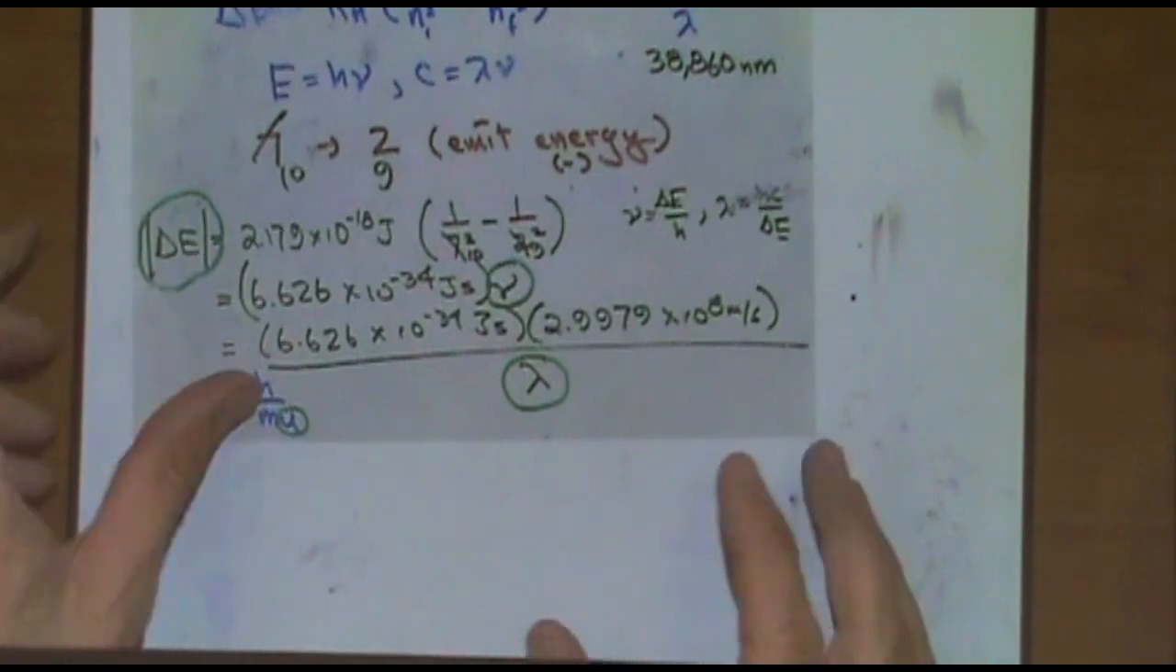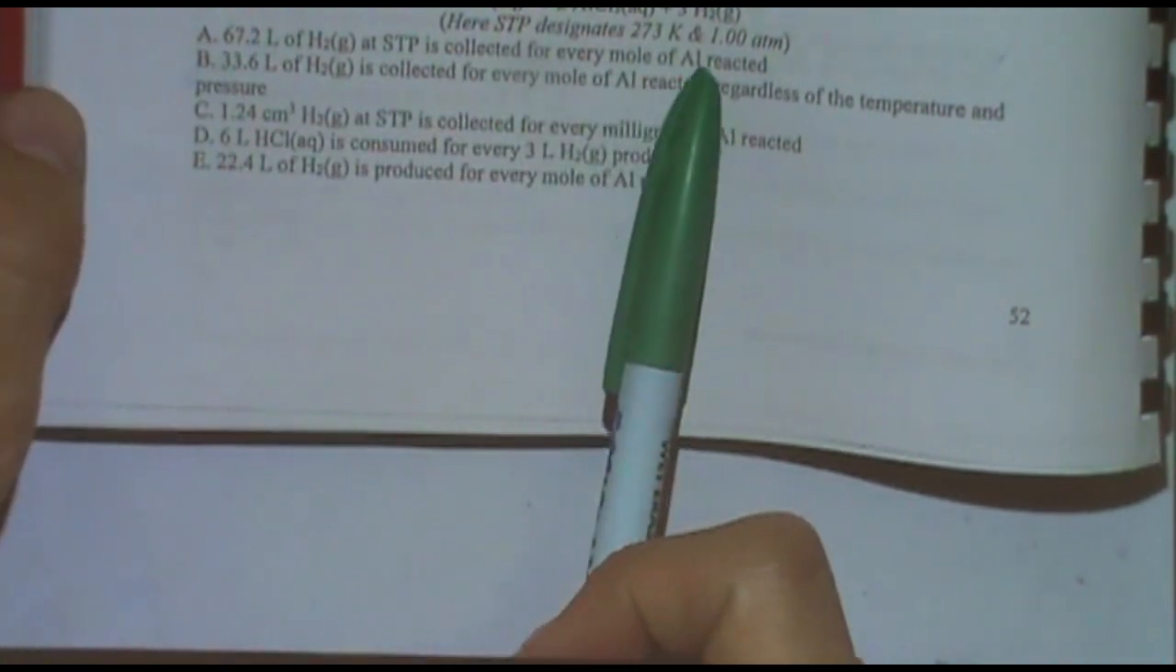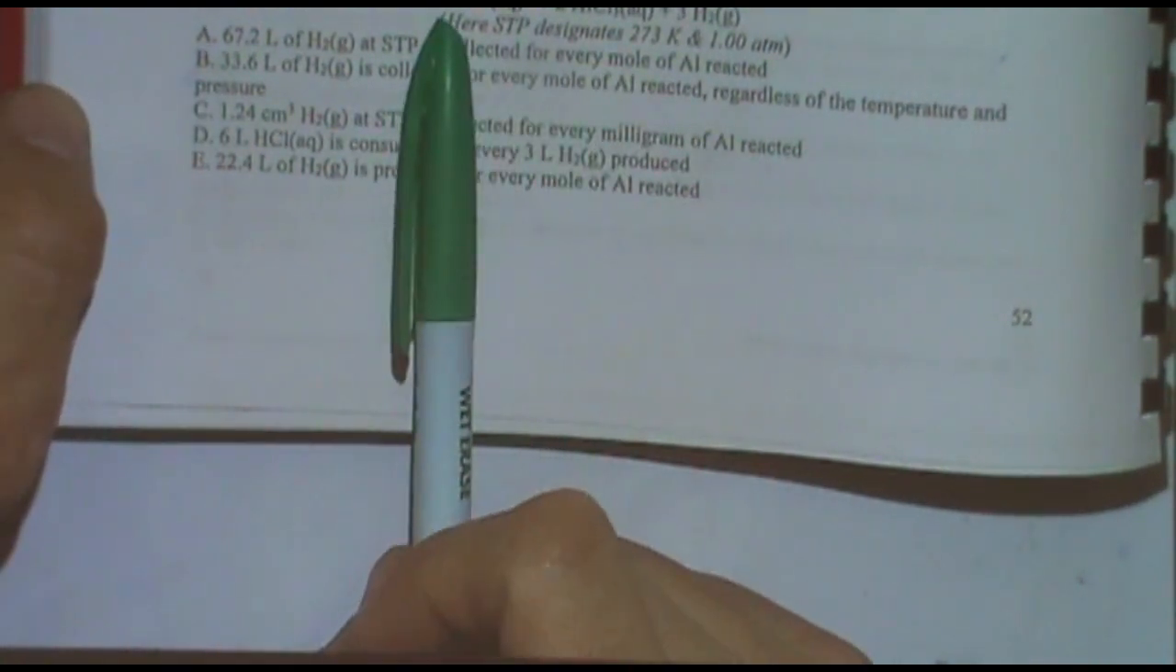Yes? 2017? Okay, let me find that. I'm looking for number 8, you said? Okay, yeah. So in this reaction, aluminum, that one, blah, blah, blah. Okay, this is number 8, it's at page 52, right here. Here, STP, okay. Is collected for every mole. Okay, it looks like we got to do a little bit of calculation.